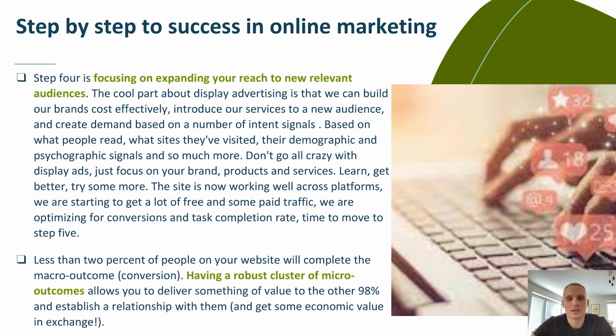The site is now working well across all platforms. We are starting to get a lot of free and some paid traffic. We are optimizing for conversion and task completion rate. It is time to move to step 5. Less than 2% of people on your website will complete the micro outcome, the conversion. Having a robust cluster of micro outcomes allows you to deliver something of value to the other 98% and establish a relationship with them and get some economic value in exchange.